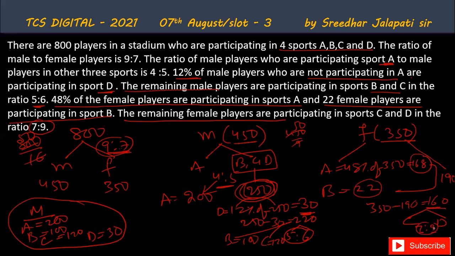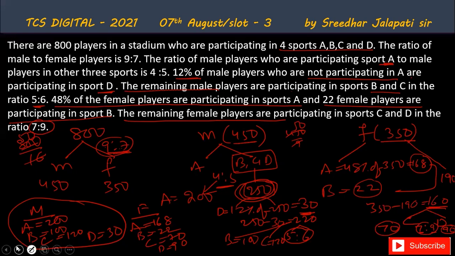Luckily 7:9, total 16 parts. If I divide 160 into 16 parts, each part is 10. So C, 7 parts, 70, D, 9 parts, 90. So among female, we got sports A as 168, B as 22, C as 70, D as 90. So this is the classification given.